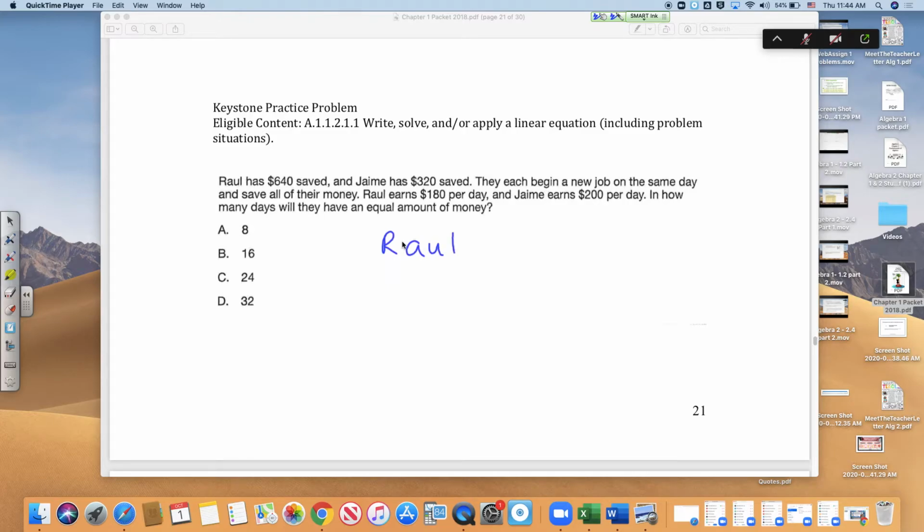All right, so let's write this down. Let's figure out all of Raul's money. He has $640 saved at first, plus he makes $180 per day. So if I use 640 plus 180x, where x is the number of days, then that expression represents Raul's money. And then for Jamie, if he or she is starting a new job but has $320 saved already, plus she earns $200 per day, that would be $320 plus 200x.